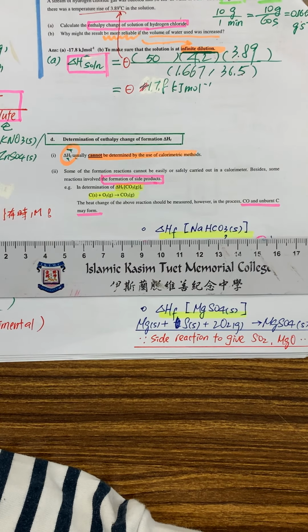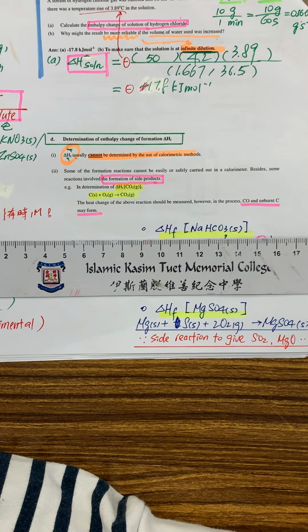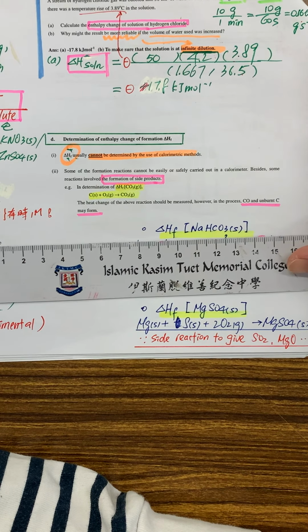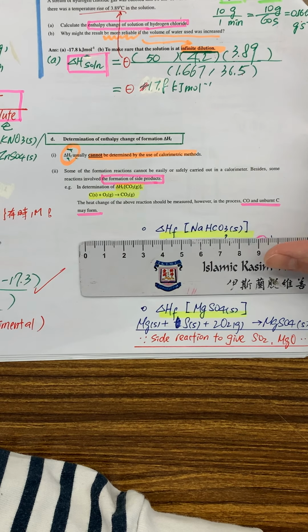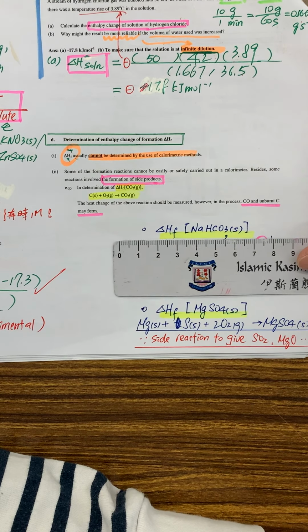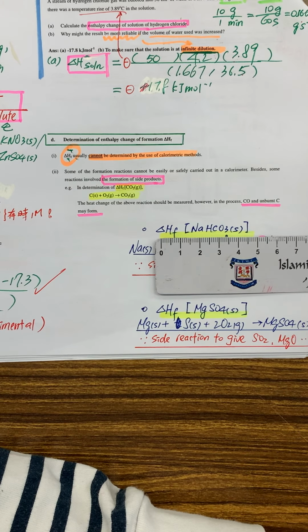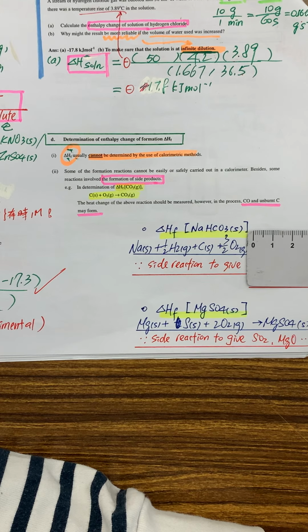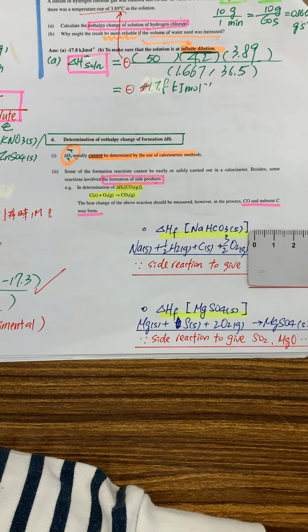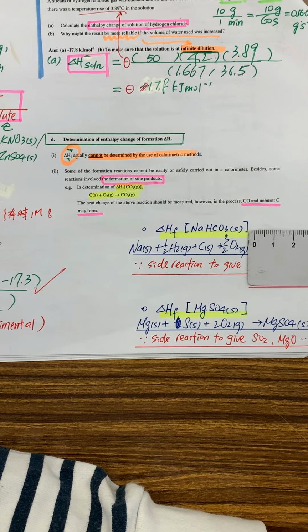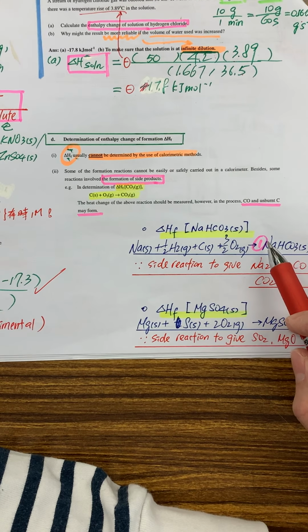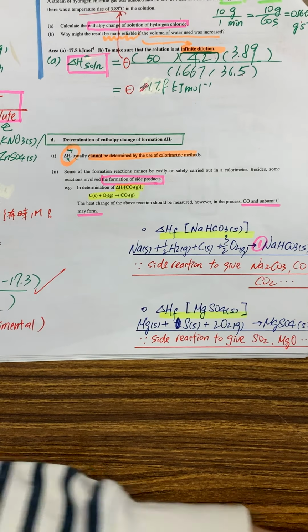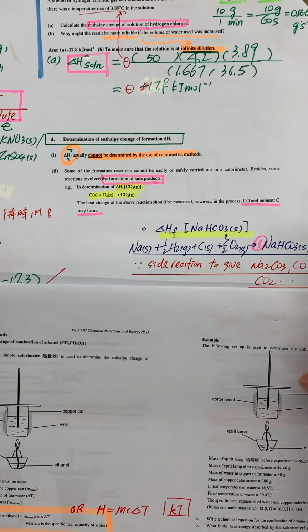Number 1, you need to write down the reactants involved. They must be in their standard state: sodium, solid; hydrogen, H2; oxygen, O2. Now, based on the definition, 1 mole of sodium hydrogen carbonate must be formed, so you write down some fractions here. Fractions are acceptable.